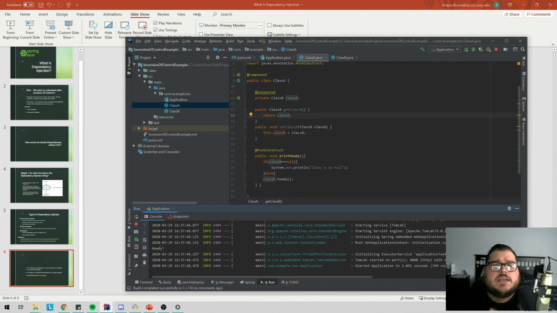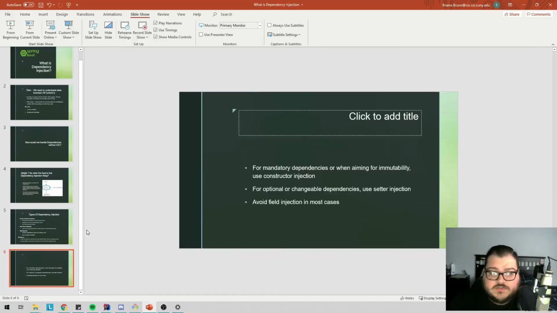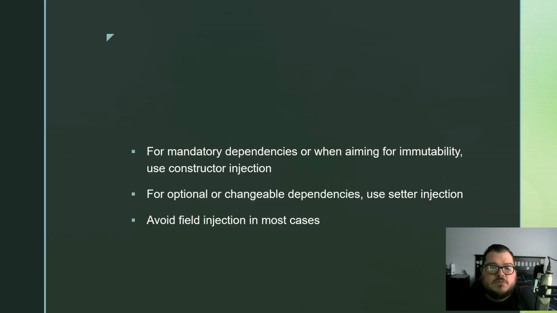So going over everything one last time. Constructor injection would be for mandatory, immutable objects. Setter injection is mostly for our optional or changeable dependencies. And field injection is useful in some cases, relies heavily on reflection, and generally we would want to avoid it.